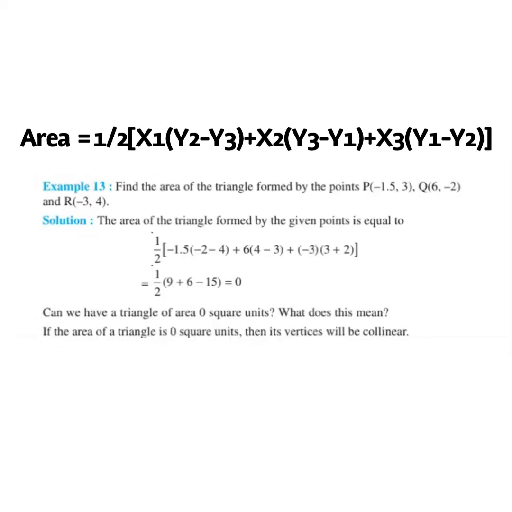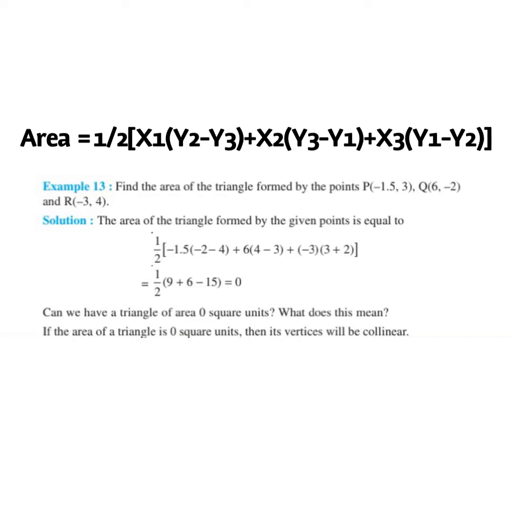Example 13. Find the area of a triangle formed by points P (minus 1.5, 3), Q (6, minus 2) and R (minus 3, 4). So x1 is minus 1.5, y1 is 3, x2 is 6, y2 is minus 2, x3 is minus 3 and y3 is 4. So area of triangle PQR is equal to half into x1 into (y2 minus y3) plus x2 into (y3 minus y1) plus x3 into (y1 minus y2). And substituting the values, we get half into minus 1.5 into (minus 2 minus 4) plus 6 into (4 minus 3) plus minus 3 into (3 plus 2).